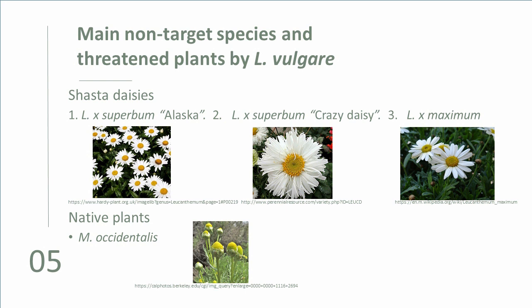In this study, the main non-target species is Shasta daisies, and the native plant in North America, which is Matricaria occidentalis. And there are three varieties of Shasta daisy as non-target species, where the first one is Leucanthemum superbum 'Alaska', the second one is 'Crazy Daisy', and the third one is Leucanthemum x maximum.